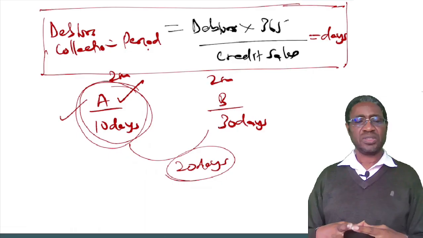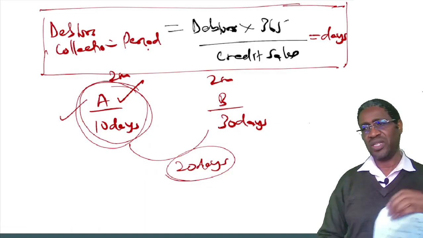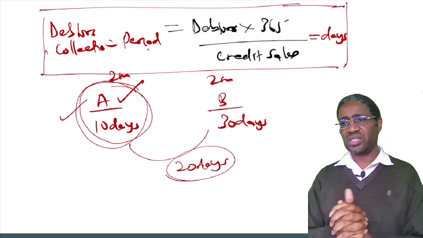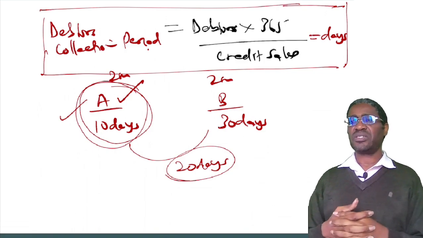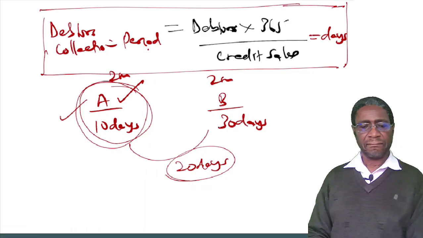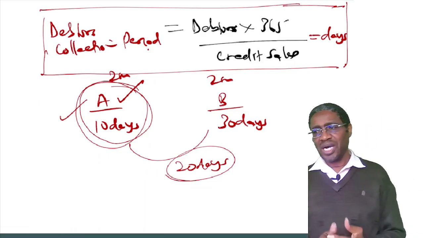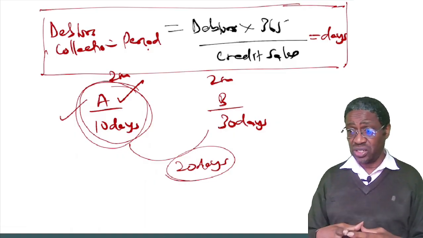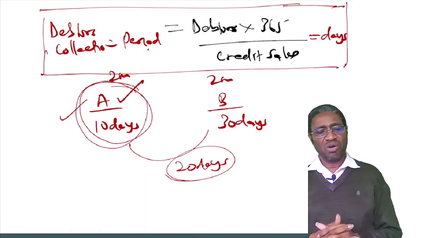Another paragraph. Also, the shorter the period, the lower the chances of bad debtors arising, as compared to the longer the period, where there are high chances of bad debtors arising.